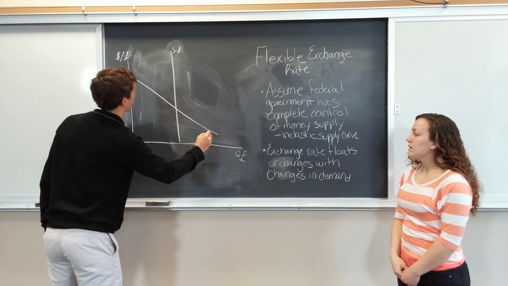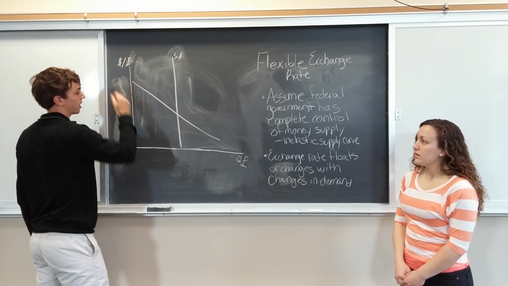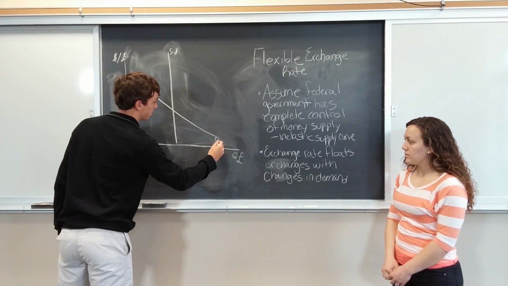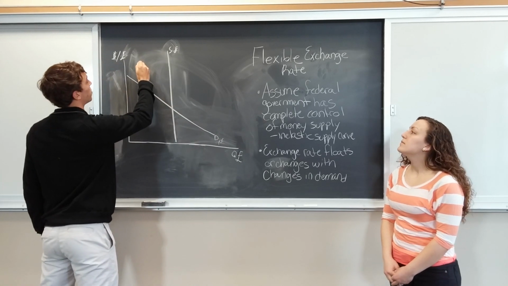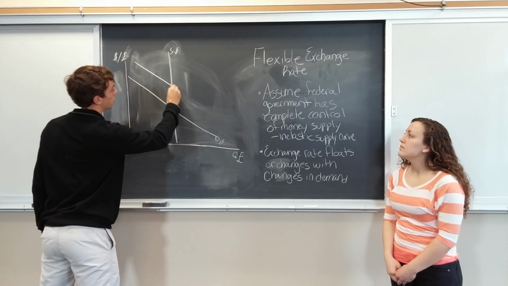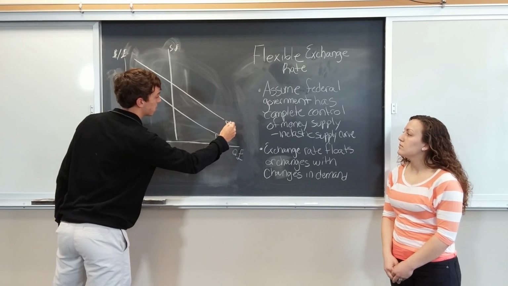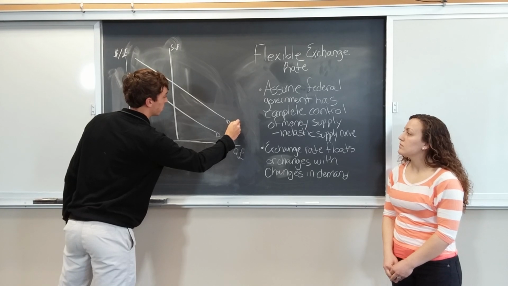All right, so in this graph, we have the exchange rate for pounds over dollars on the y-axis and the quantity of pounds on the x-axis. When the demand for pounds shifts upwards, increases, you will see the exchange rate for dollars over pounds increase. And we'll show that in 1 second.